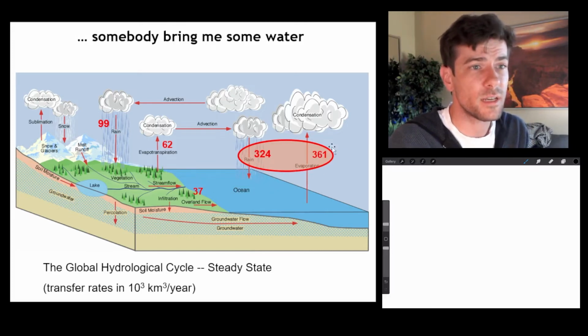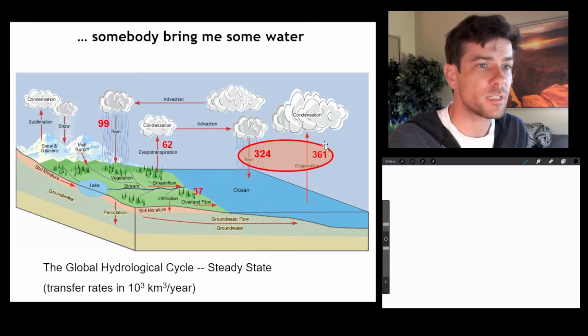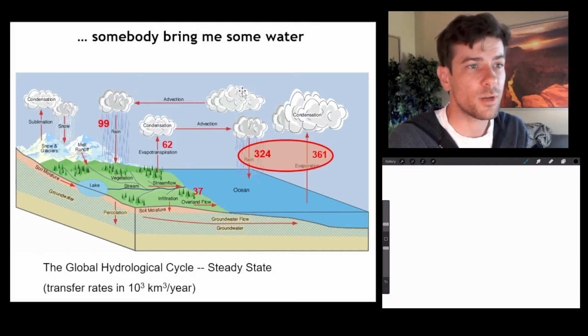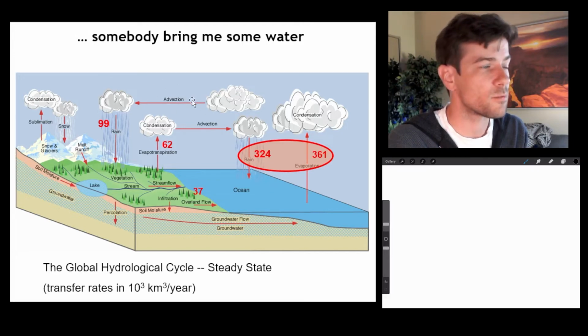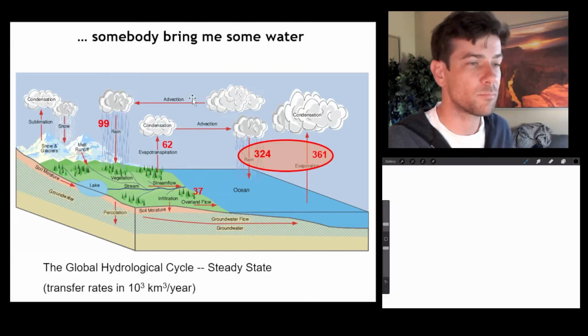And so you can see we have some unit here. It's 10 to the third cubic kilometers a year, so 1,000 cubic kilometers a year. About 361 evaporate out of the ocean. Some amount of that just rains right back down into the ocean, so 324. Some amount of it, though, is carried, just transported through advection. That's just a word meaning transport, physical transport, over land where it rains or snows.